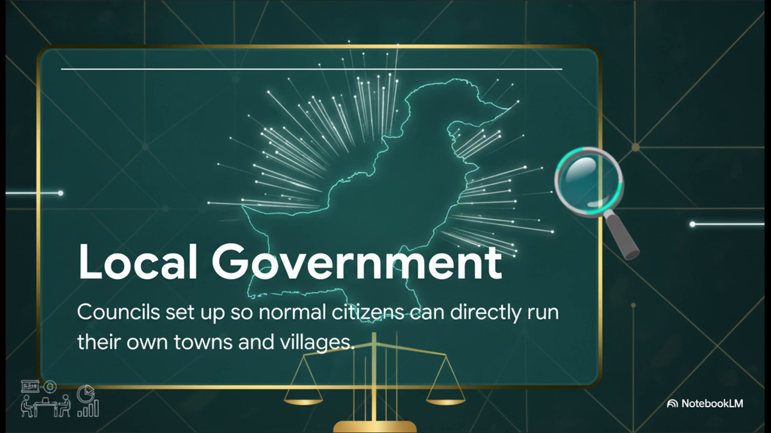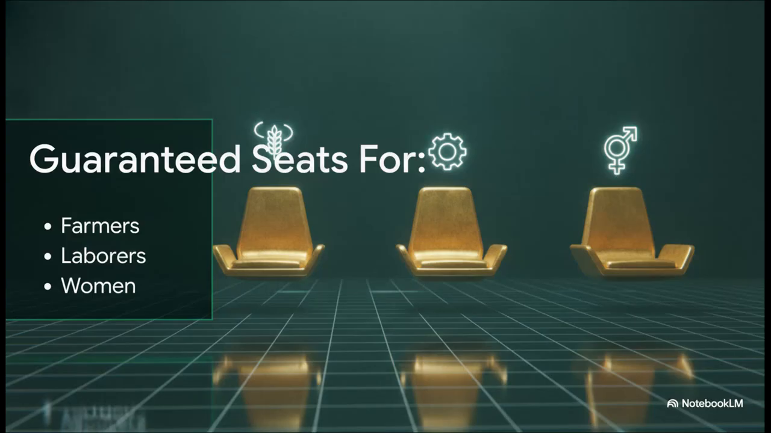The whole point of this mandate is so that normal, everyday citizens can directly run their own towns and neighborhoods. We aren't talking about elite politicians in some distant capital here. This is about you managing your own street, your own local water supply, and your own community schools. And to make sure that local power doesn't just get hijacked by the local elite, Article 32 gets super specific. The state has to ensure that farmers, laborers, and women get guaranteed seats in these local councils.